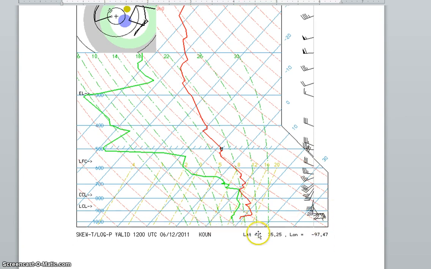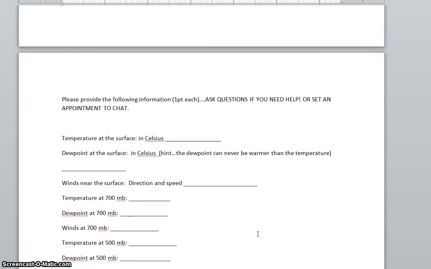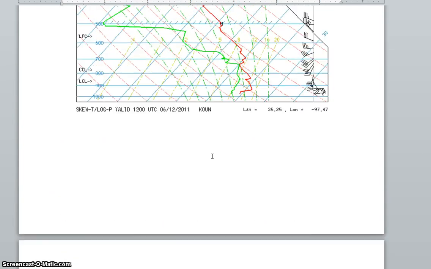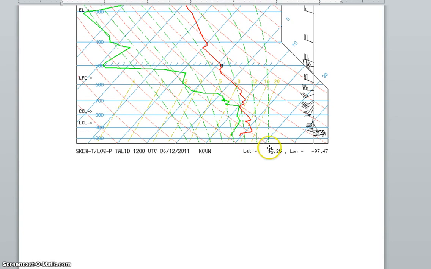So again, what we're looking for in the assignment is: what is the temperature at the surface in Celsius, and what is the dew point temperature in Celsius? We go back up to our diagram and look for the bottom temperature. Look where it reads here. Remember, this line is 30 degrees Celsius, this is 20, this is 10, and we interpolate in between to find what those temperatures would be.